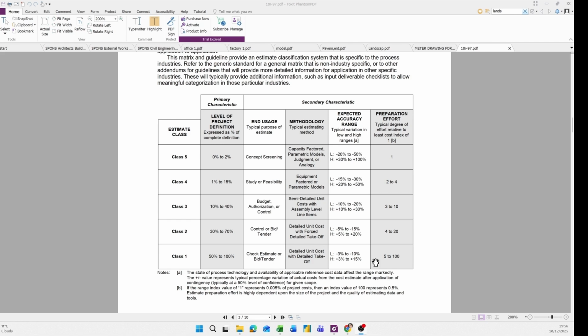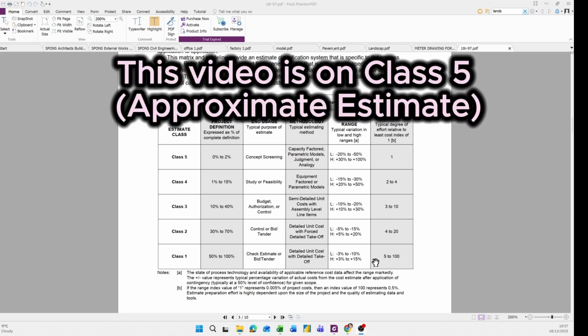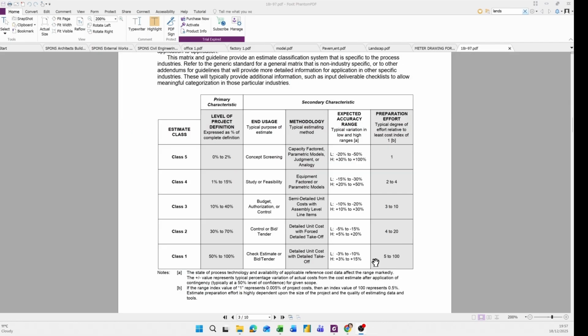Among them, class 5 is a very basic estimate, made very early in the project, when you can get only very basic, conceptual drawings and specifications. At this time, your cost estimation accuracy level is about 50 to 100%. For example, for a 1,000 pound project, you can estimate a cost of about 500 to 1500.